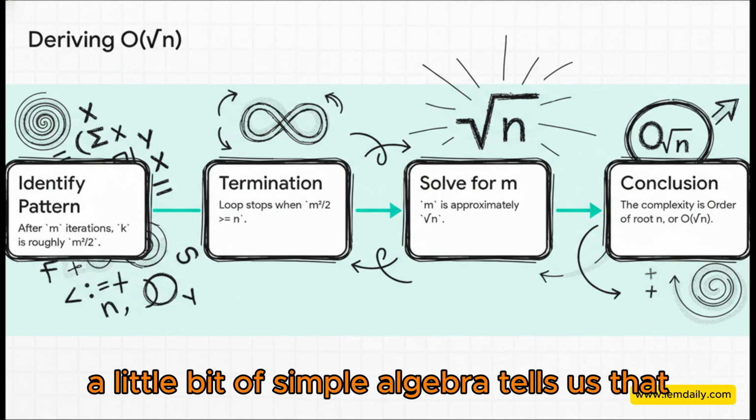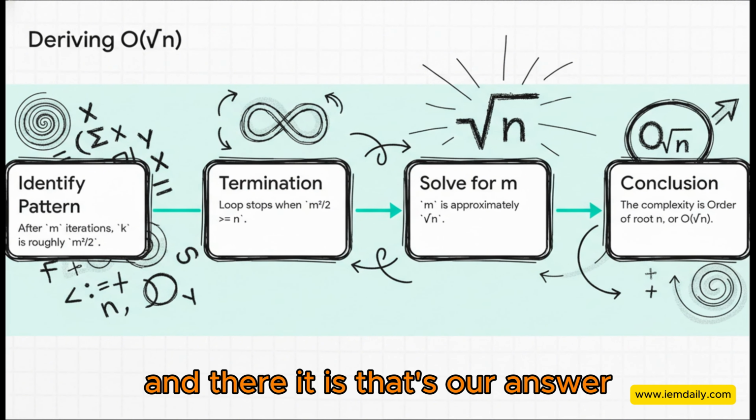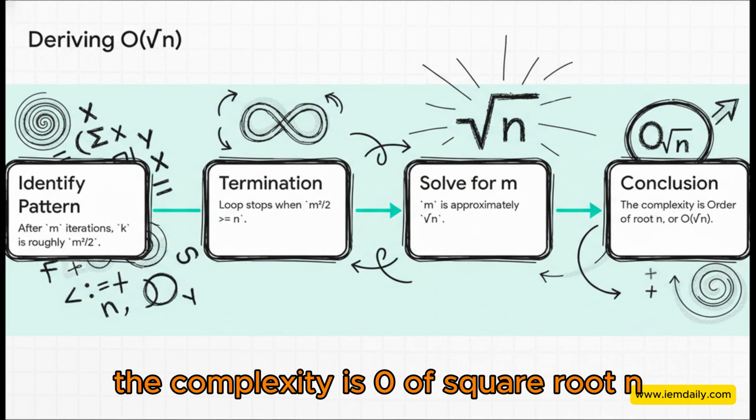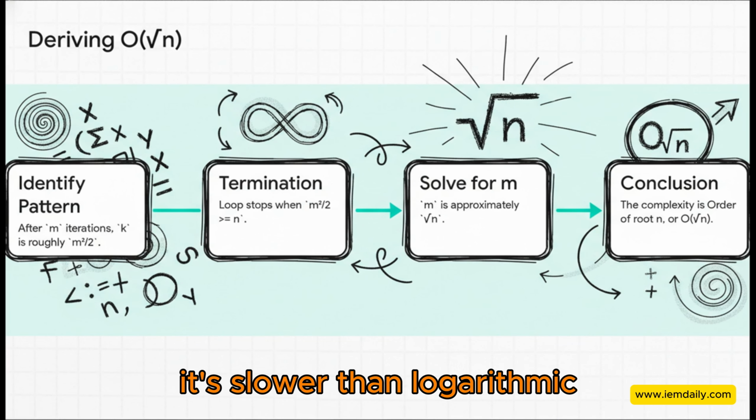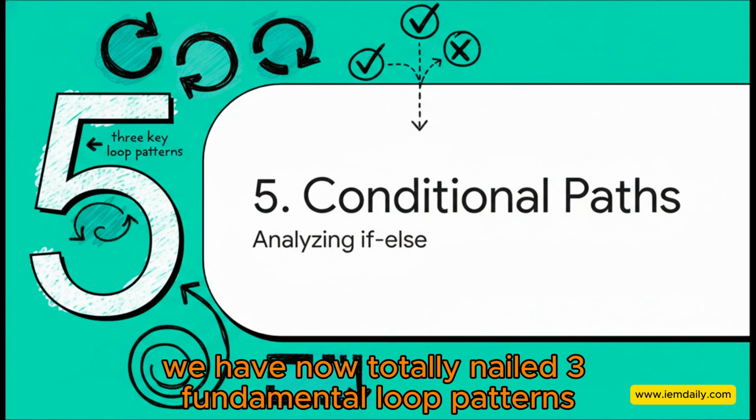A little bit of simple algebra tells us that m has to be about the square root of n. And there it is. That's our answer. The complexity is O of square root n. It's slower than logarithmic, but still way, way faster than linear. Awesome. We have now totally nailed 3 fundamental loop patterns.